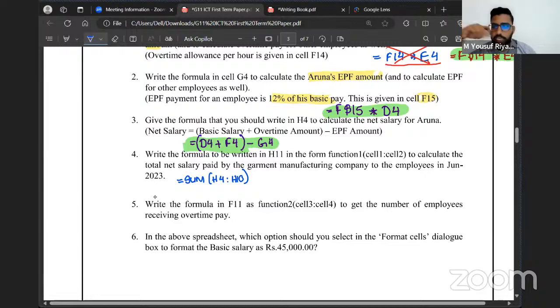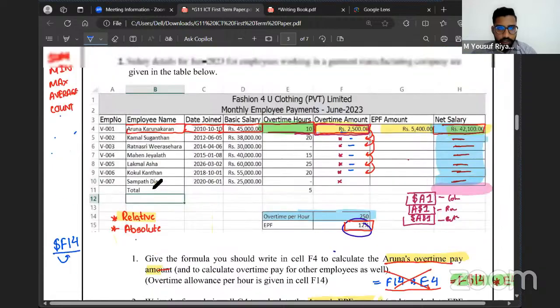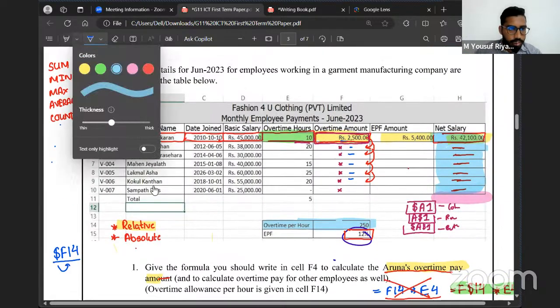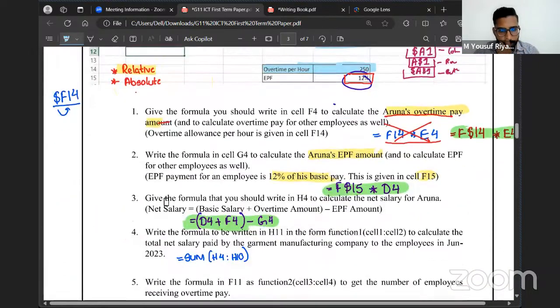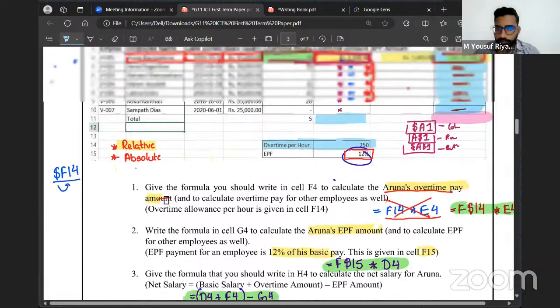Perfect. Next, write the formula in F11 as function 2, cell 3 to cell 4, to get the number of employees receiving overtime pay. So you want to see the number of employees who are getting overtime pay in the F11 cell. F11 is somewhere here. Actually, it should be E11, I guess. I think the question should have been E11, but fine. That's not going to be an issue for us.